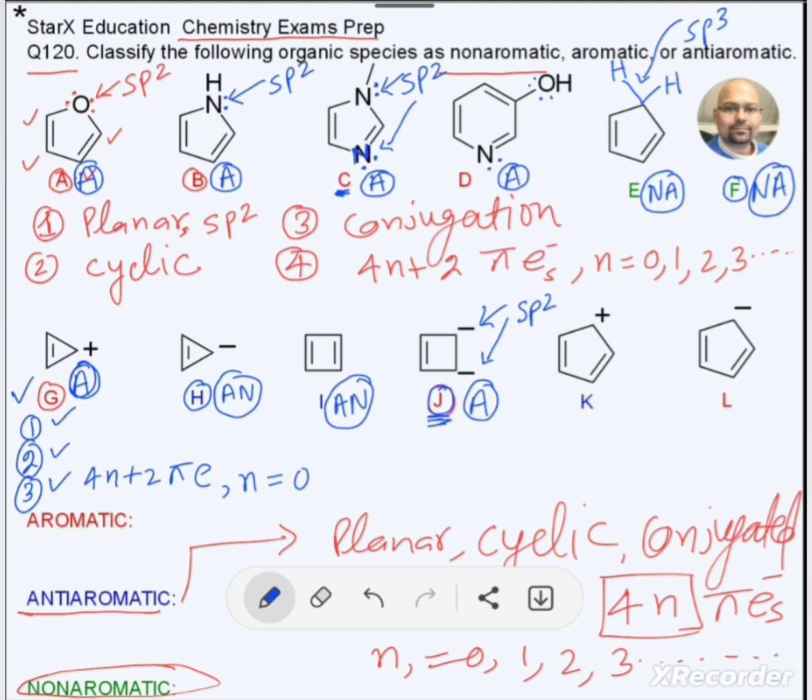Now species K. K has 4n pi electrons. This one has sp2 hybridized orbitals, but because the number of pi electrons is 4, where the value of n is 1 here, therefore this one is also antiaromatic. Now the last species here is L. So L has 6 pi electrons. It's planar, it's cyclic, therefore L is aromatic.